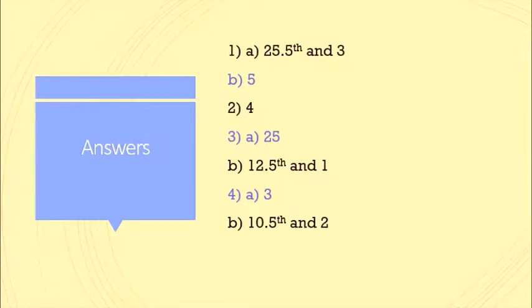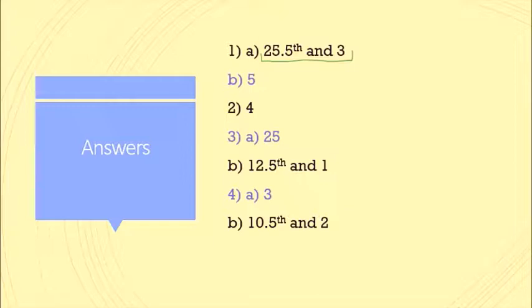Fantastic. Now check your answers with those answers on the screen. Now for question number 1A, there are 2 parts. Because it's worth 2 marks, you will get 1 mark for 25.5 or 25th, and then the answer of 3. If you just write down 3 with no workings out, it will be worth 0 marks. So you must show your workings out if a question is worth more than 1 mark.